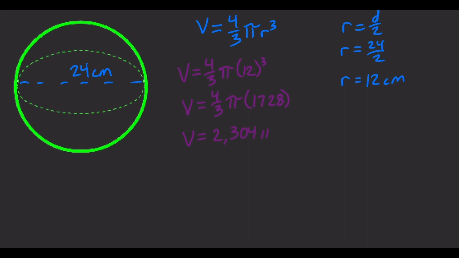2,304 pi. And now I'm going to do the approximate volume of a basketball because I'm going to round to the hundredths place. The volume of 2,304 times pi is going to give us 7,238.23 centimeters cubed.